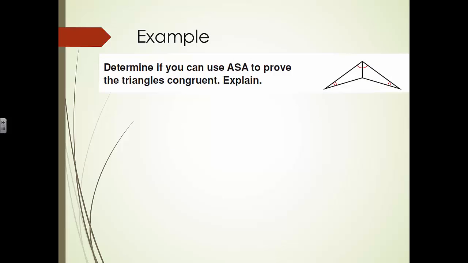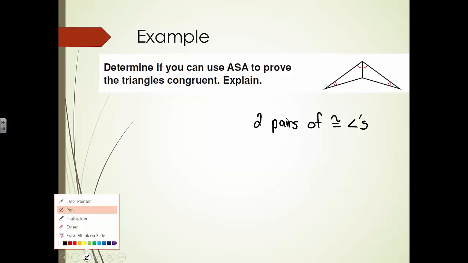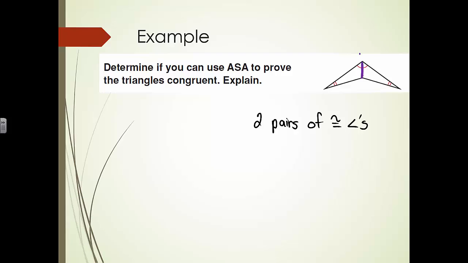All right, do we have enough information to determine that these triangles are congruent? Well, yes, we have two pairs of congruent angles, that's for sure. Do I have a pair of congruent sides? And the answer to that question is yes. This side right here, if I were to call it MN, lies in both of these triangles, and side MN is congruent to itself by the reflexive property of congruence.